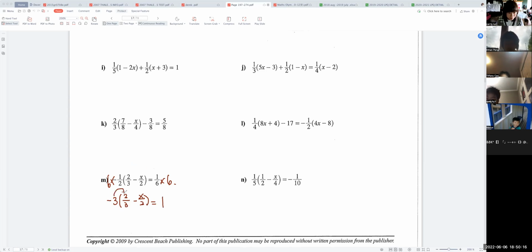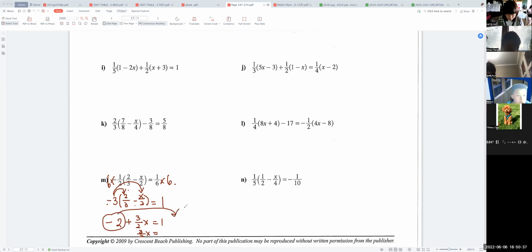Okay, so -3 times 3 over 2 equals -2, and -3 times -x over 2. So negative meet negative equals what? Positive. So 3 over 2x equals 1. So 3 over 2x equals -2, move it there. So -2, move it there will be positive or negative? Positive, very good. So it is 3. So 3 over 2x equals 3.